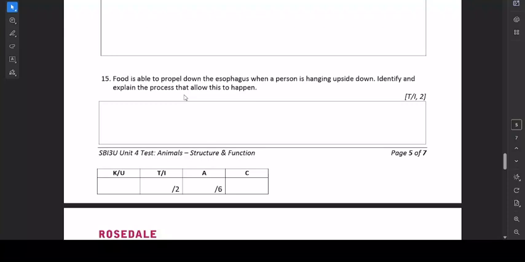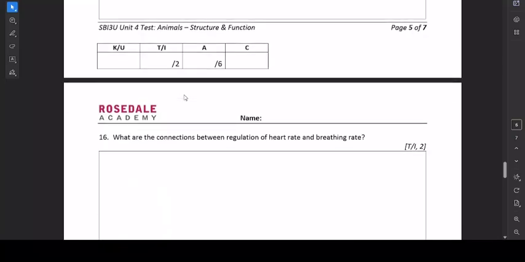So this process, when it starts, will be able to push the food completely down. It will go down with the waves. You have muscles that push it down and then lock themselves so it doesn't go back. So this thing entirely works against gravity, which is very cool.